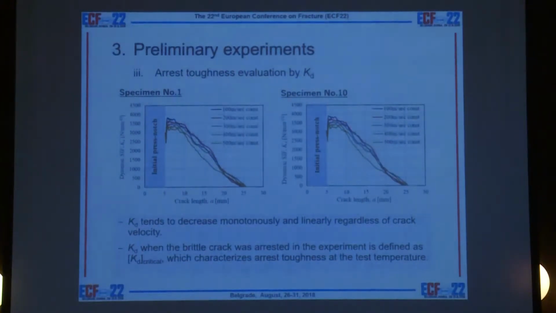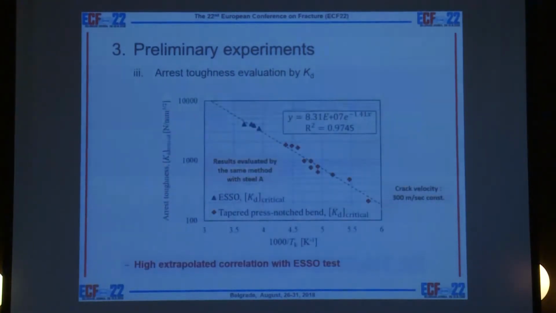These figures show the KD transition with crack propagation. For all analysis results, I confirmed that KD decreases monotonously regardless of crack velocity. KD, when the brittle crack was arrested in the experiment, is defined as KD critical, which characterizes arrest toughness at the test temperature. Then, this figure shows the evaluation result of KD critical in the preliminary experiment and S-test. Both data have a high correlation.